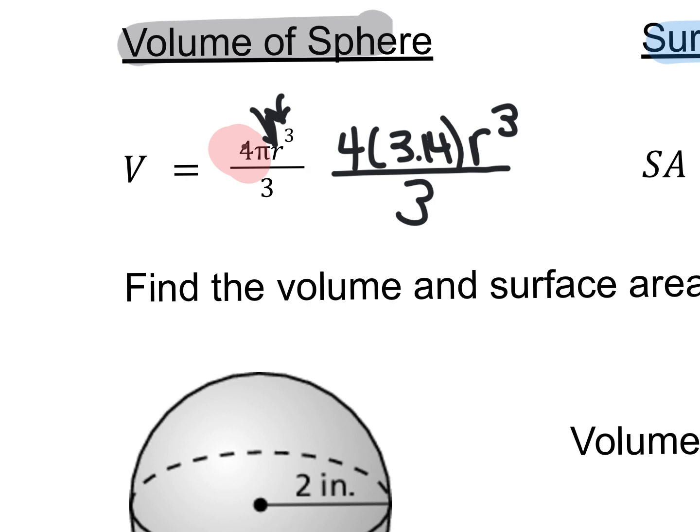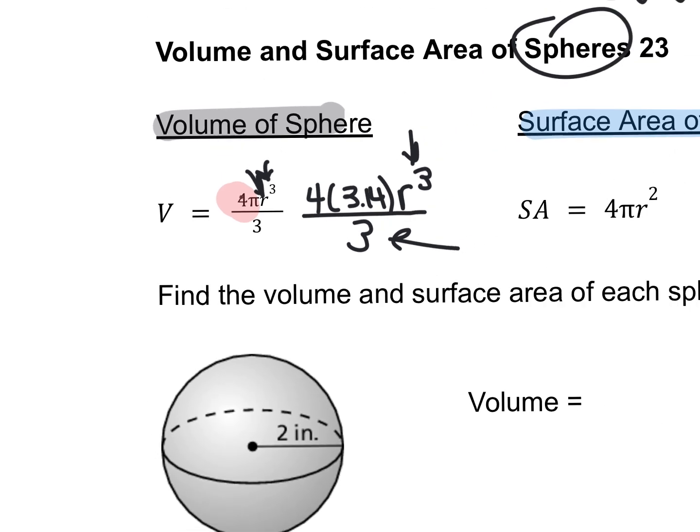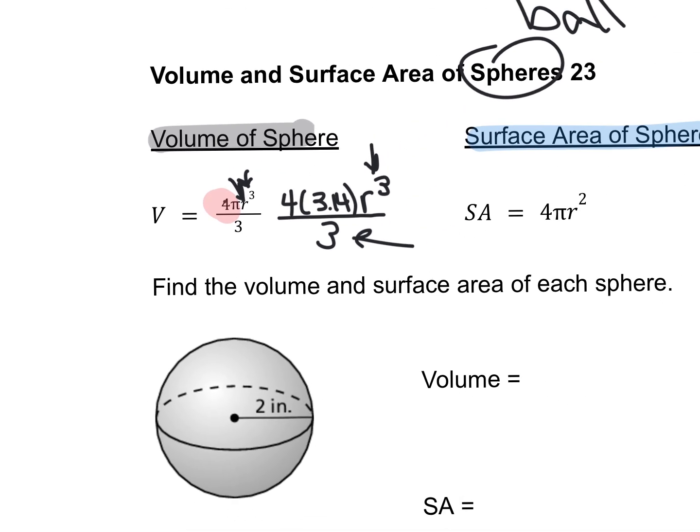Okay, so we just have to be very careful. A lot of times, what kids forget is they try to square the radius instead of cubing it. The other mistake I see kids make is they accidentally forget to divide by 3. So for volume, we are cubing the radius, multiplying by 4, dividing by 3. So just make sure you're using that formula correctly, okay?